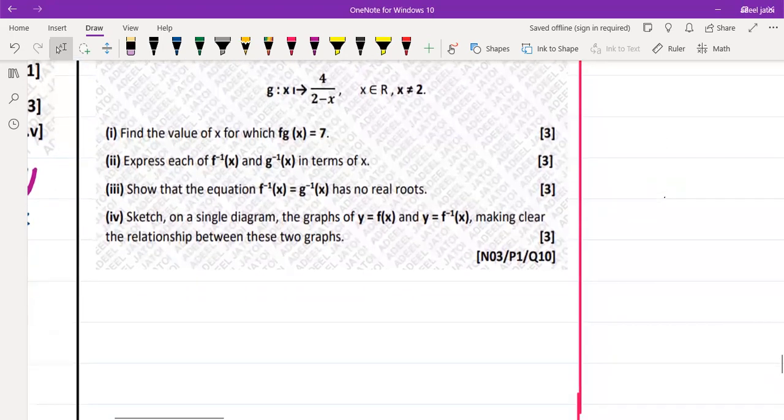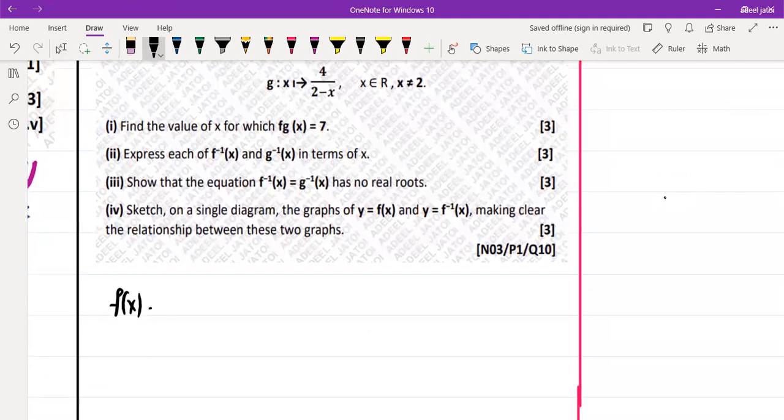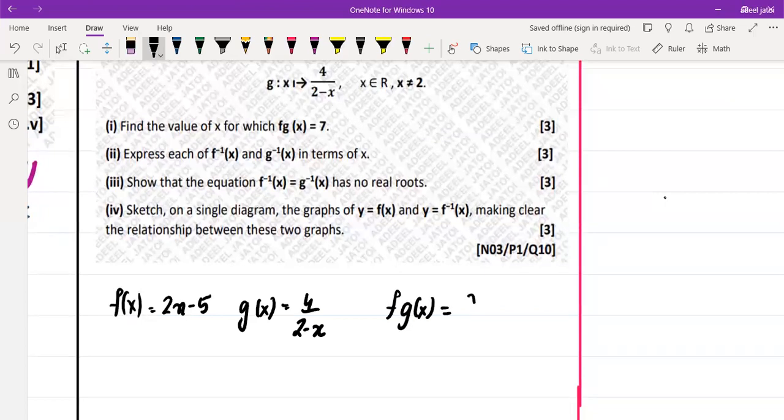fg(x). f(x) is 2x minus 5, whereas g(x) is 4 upon 2 minus x. The question says fg(x), that means you need to substitute g(x) in the function of f(x). So that means 2 times 4 upon 2 minus x, and this should be minus 5.